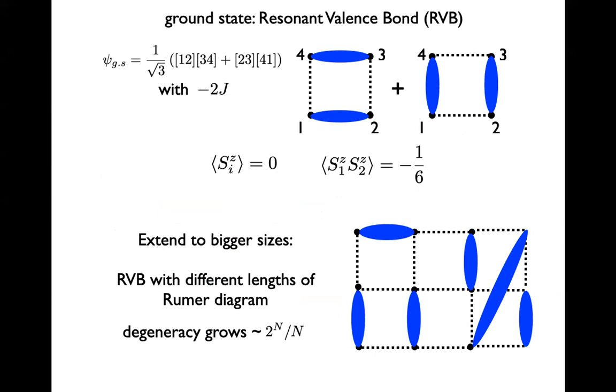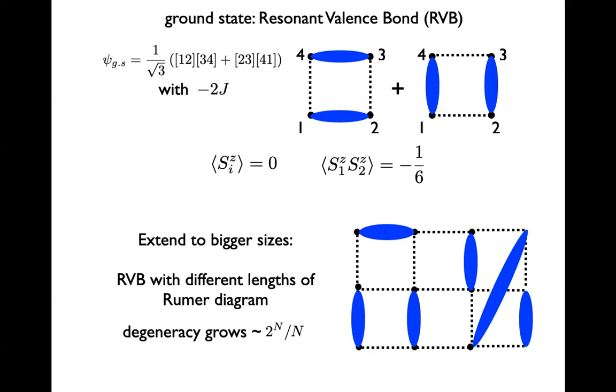One can solve the ground state. And the ground state is basically a superposition of the two singlet coverings. That will be my ground state with energy of minus 2J. And if you compute the expectation value of the spin, we get 0. So this one has no magnetic order. On the other hand, it does have antiferromagnetic correlations, which I computed here, so I got some numbers.